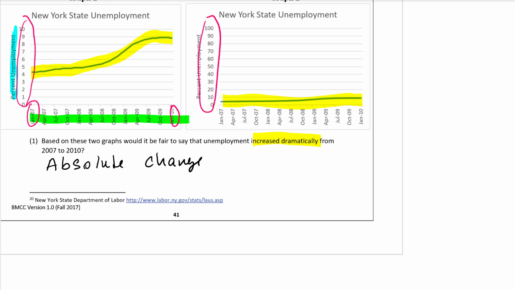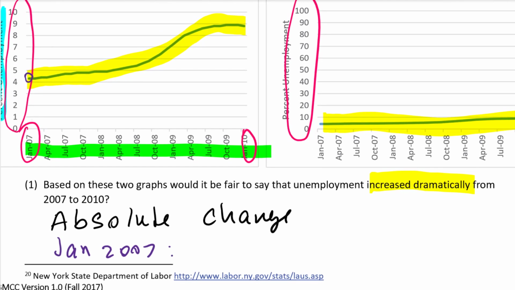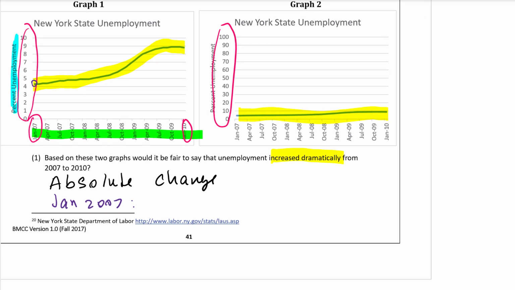All right, so we need to read the graph carefully. So what is it in January 2007? In January 2007, the number that we see is somewhere right here, right? So if we zoom in here a little bit, you see it's more than 4 but less than 4.5. So maybe like 4.2.